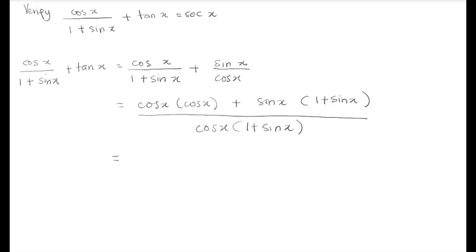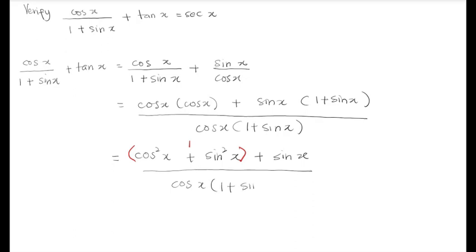So as I expand, if you see this one, you can get cos squared x plus sin multiplied with sin, we get sin squared x plus sin x. So as we know that this will be equal to 1. So I will not expand the denominator. So we get cos x times 1 plus sin x.